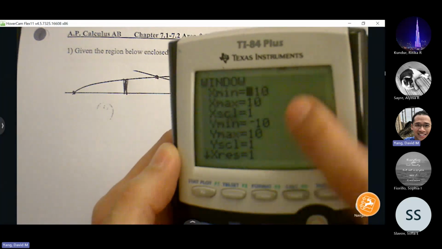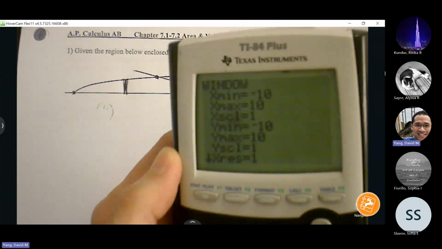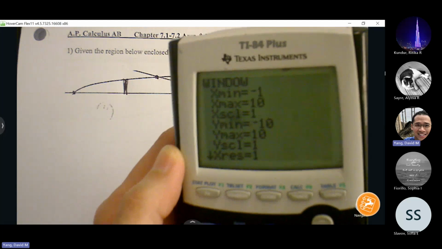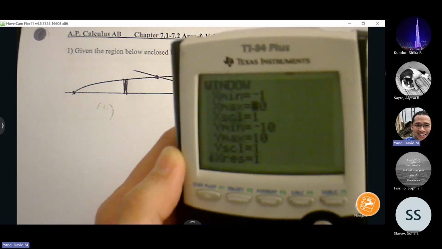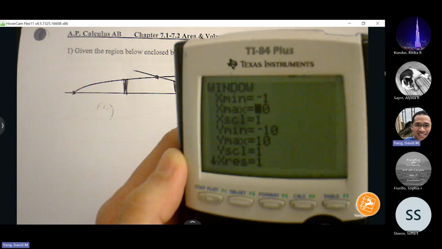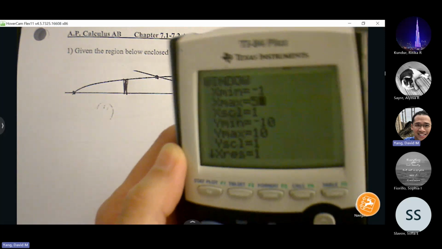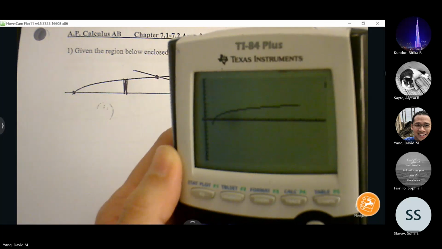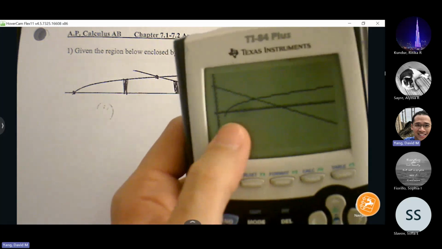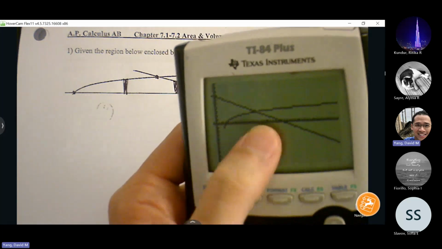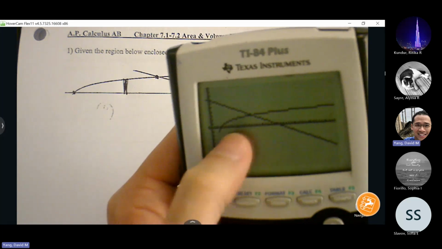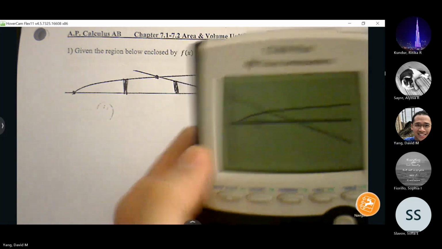So x min, x max, it looks like I can adjust that. Maybe I just start from -1. I just know that anything left of the y-axis is not really going to be helpful. Let me go to 50 here just to see what I can see. Okay, so I didn't have to go that far, but this is good enough for me to get a good idea where I need my two x-intercepts and I need my intersection.